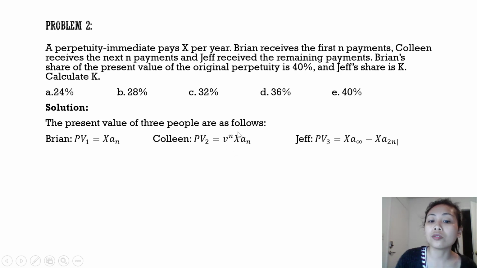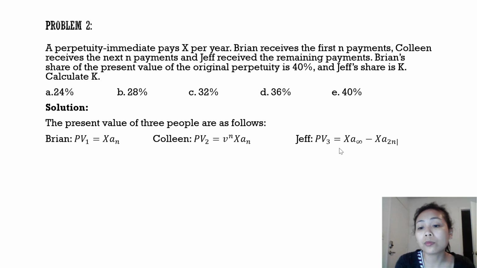This is a deferred annuity. For Jeff, he received the rate. So we take the whole present value of this perpetuity and subtract what Brian and Colin received. So we have Xa_infinity, the present value of the whole perpetuity, minus Xa_n, because the first n years, the payment was sent to the other two people, so we subtract the amount.